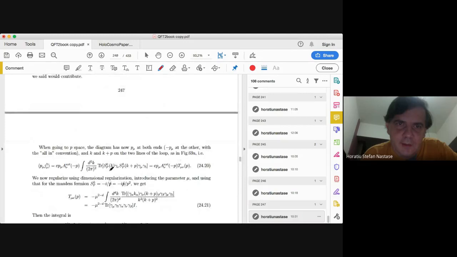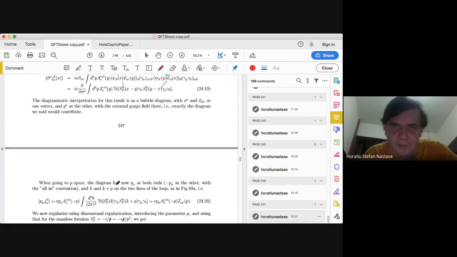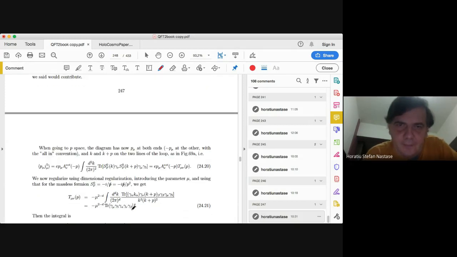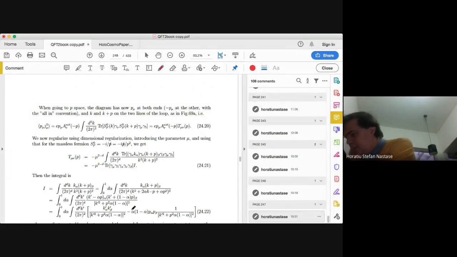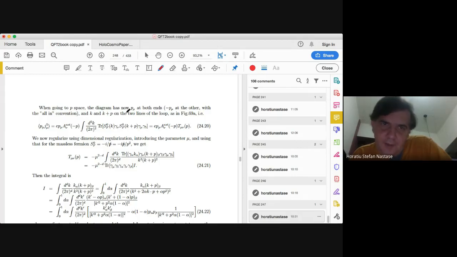So it's easier to look at in momentum space. If I go to momentum space, then I have an external field with momentum minus p, and p at the other end, in order to have momentum conservation with the all-in convention. That's why I have minus p.